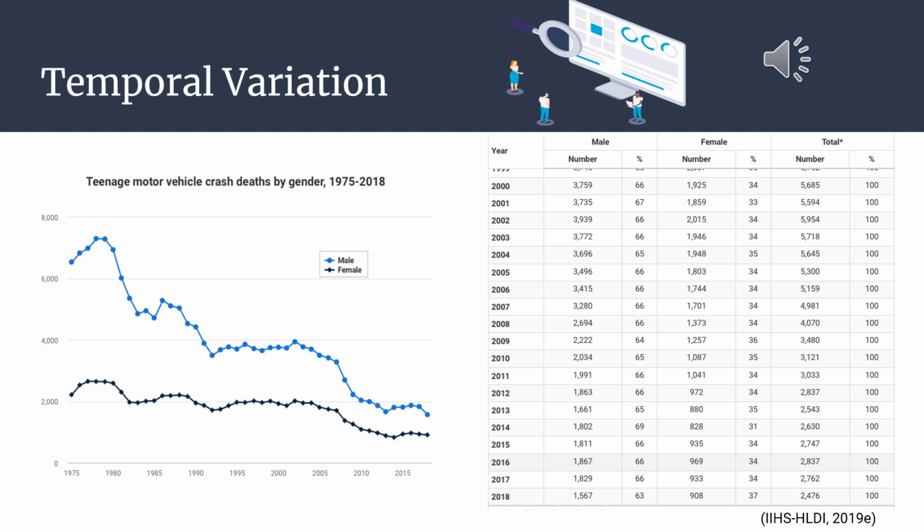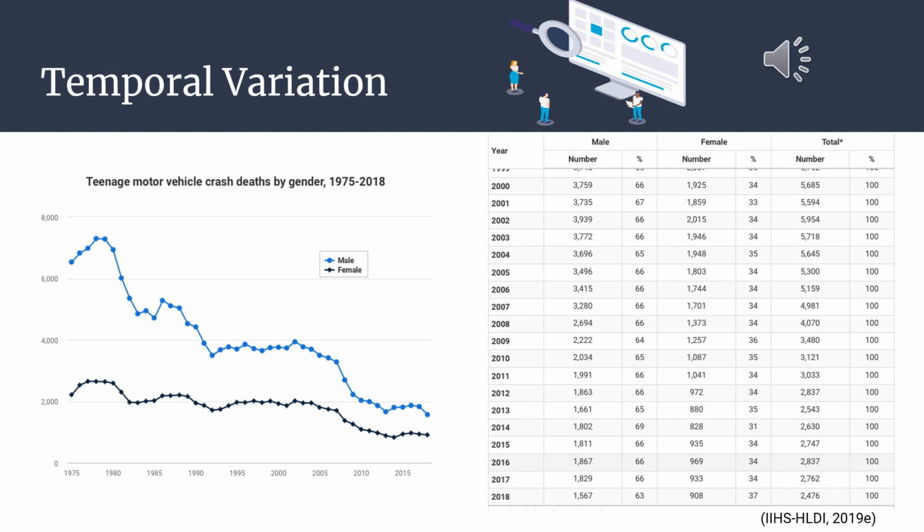Now I'm going to go ahead and talk about the temporal variation of motor vehicle accidents. So on this slide, there is a graph as well as a chart. They are basically the same. It's just, the chart gives each set of numbers for each point on the graph. So this is showing the teenage motor vehicle crash deaths by gender from basically 1975 to 2018. But I cropped the chart from 2000 to 2018, which is the time that we're focusing on.